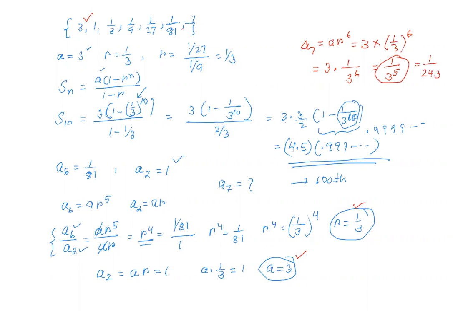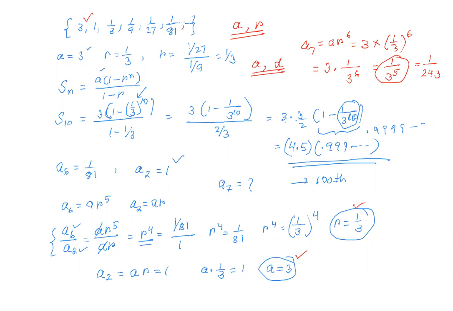So if you know any two terms in a geometric sequence, you can find any other term because you know the ratio and you know the first term. If you can find out A and you can find out R, then you can find any term in a geometric sequence. Like the way in an arithmetic sequence, you can find out A and D, you can find any element in the sequence.